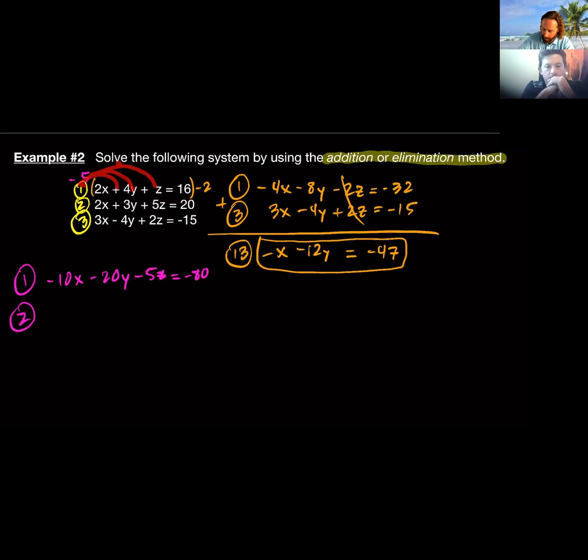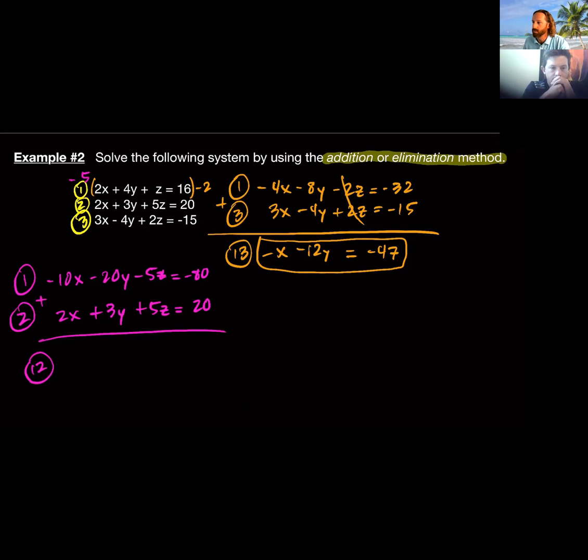Okay, so again, color coordinating. That gave me that. Now I'm going to take my equation 2. And again, I just like to number them so that I don't get lost. And now I'll add these to get a new equation, I'm going to call equation 12. Why 12? It came from 1 and 2. Don't need to do that, but I just like to know where these things came from.